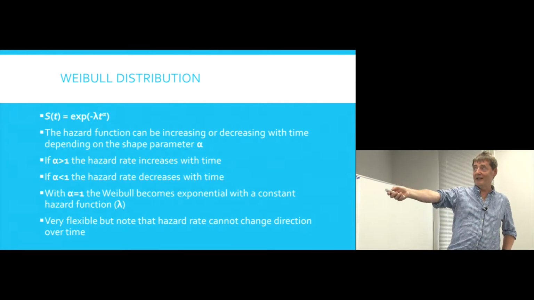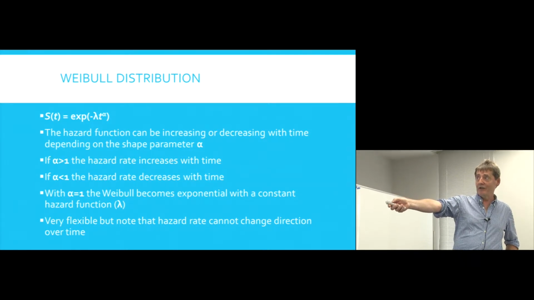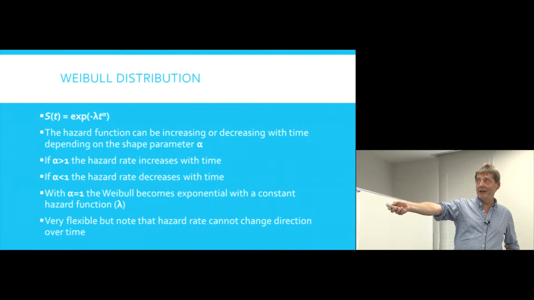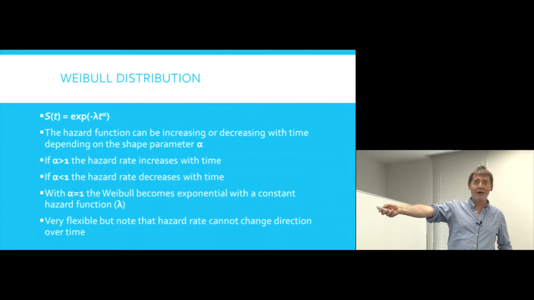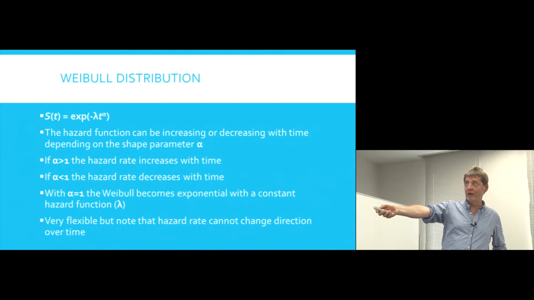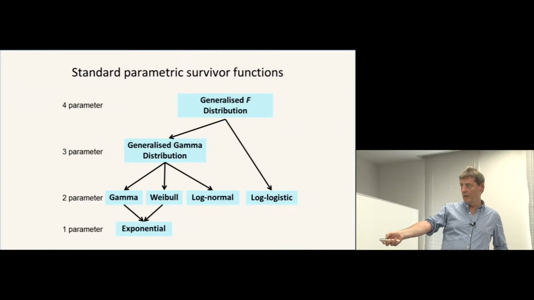So formally, it's a survival function. Survival is a function of time, and it's specified as the exponential of minus lambda times t to the alpha. So as you can see, we've got two parameters, lambda and alpha. So Weibull was here, one of the two parameter models.